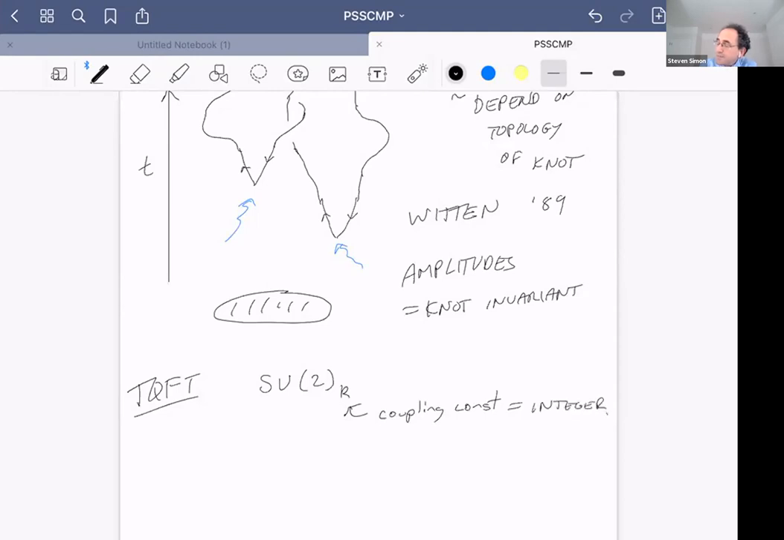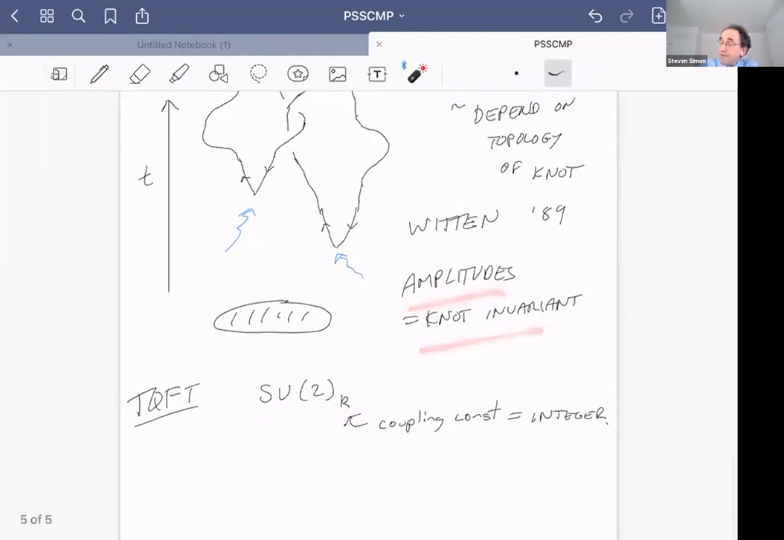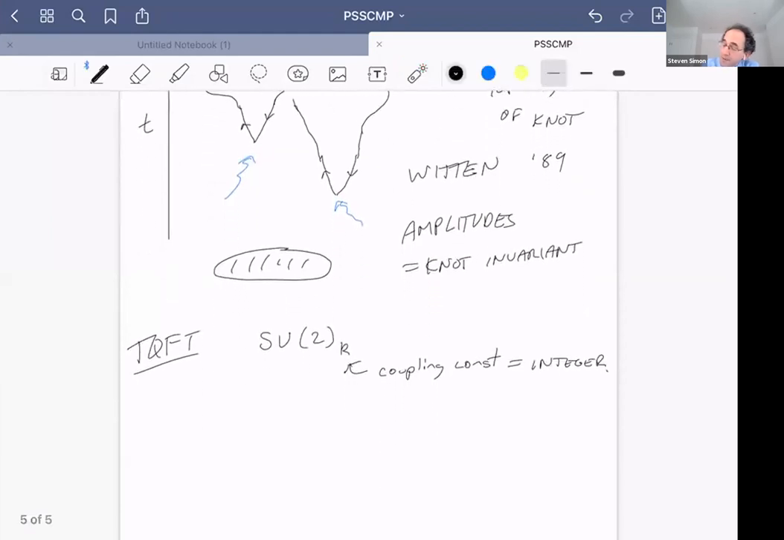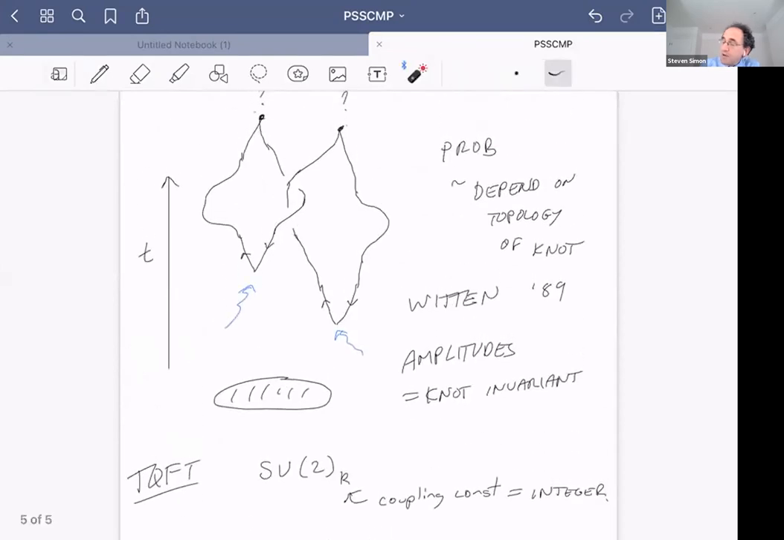For TQFTs, or topological quantum field theories, which are described by this gauge group, SU(2), and this coupling constant, k, the probability amplitudes for a given knot, like this one, are given exactly by the... okay, the probability of all particles annihilating back to the vacuum. That was one of the possible outcomes: the particles both annihilate back to the vacuum.